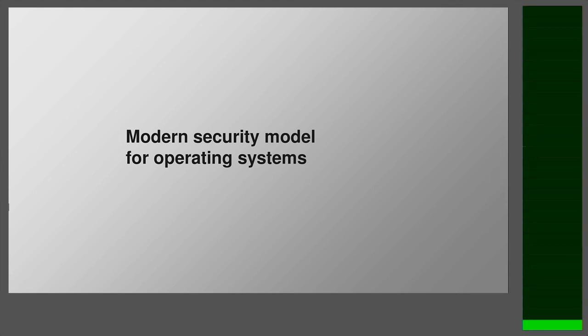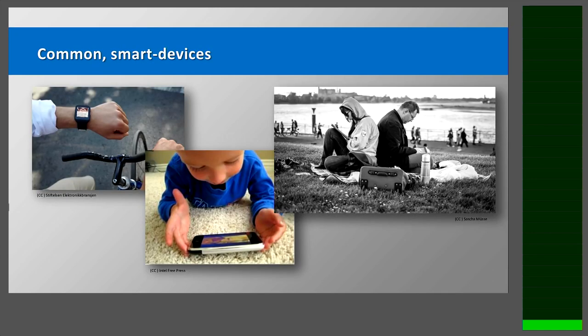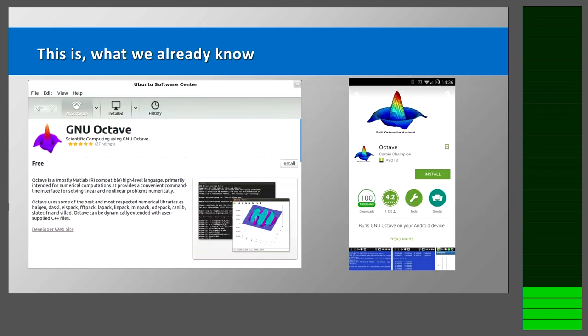Okay, thank you. I'd like to present you a modern security model for operating systems. As you can see, we use more and more so-called smart devices, and we store more and more data on them. This data is sensitive, so it's rather obvious that we need to protect it. And in fact, in mobile devices, the data is somehow protected. But what about desktop systems? What's the difference between these two images?